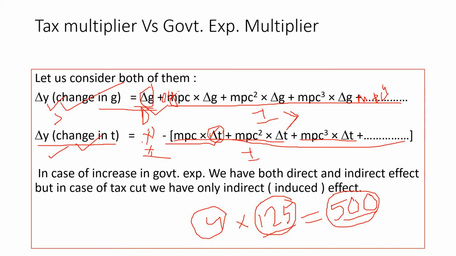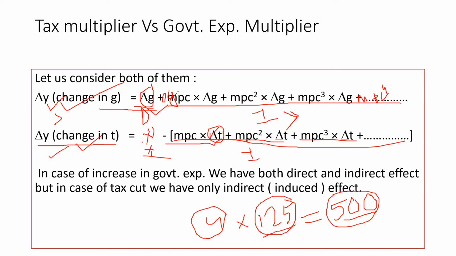But is there any difference? When should a government go for one or the other, is there any preference? If you are asked whether you are interested in going with the government expenditure multiplier or the tax multiplier, what will you do? How do you answer that question?